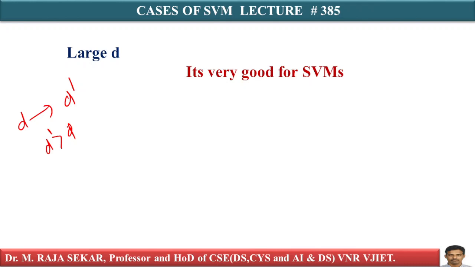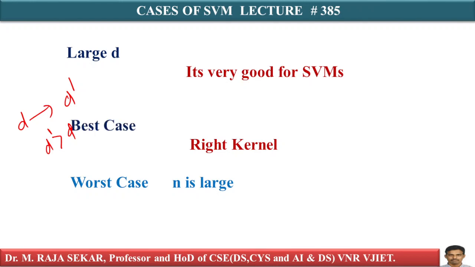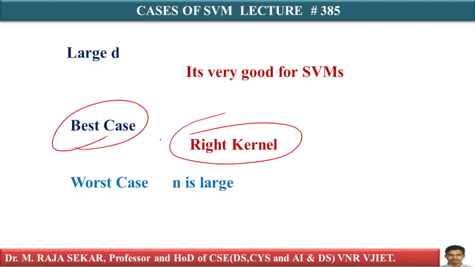Let's look at the best case and the worst case for support vector machines. What is the best case? Right kernel, isn't it?